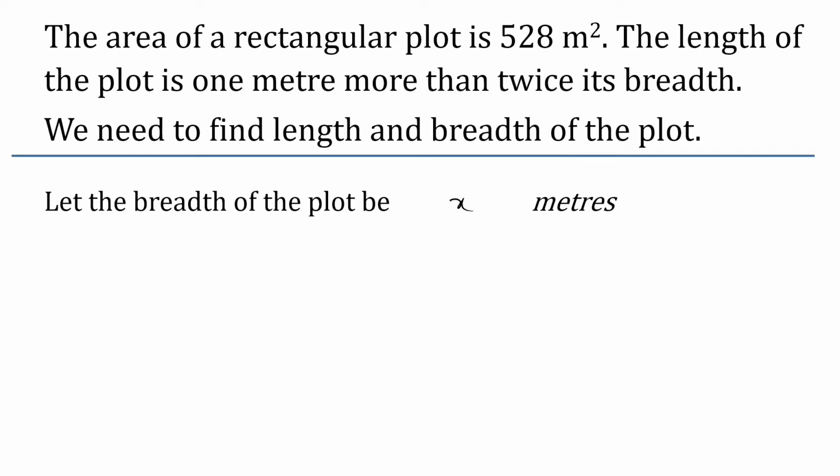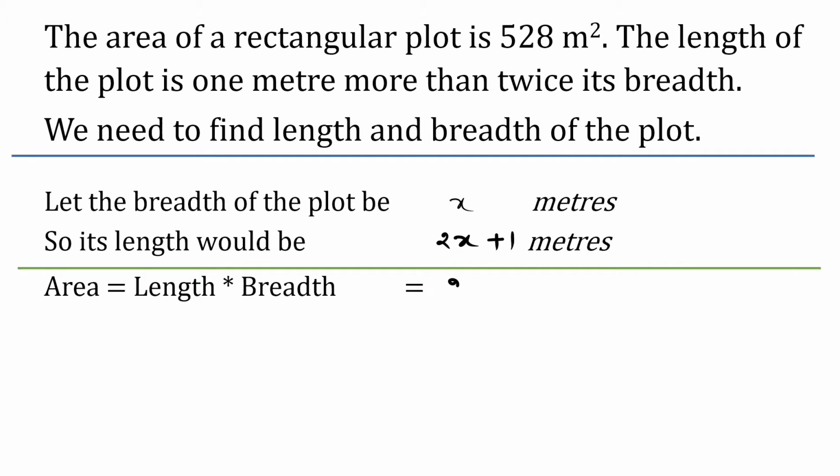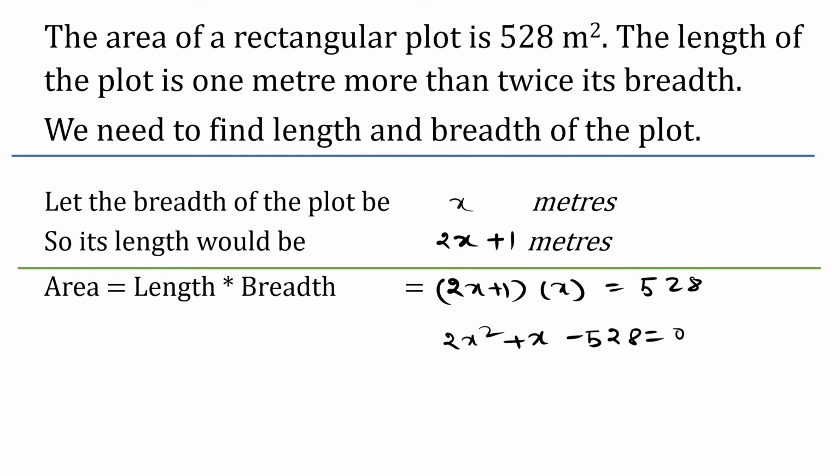So here we assume the breadth of the plot to be x meters. Twice its breadth means 2x and 1 meter more means plus 1, so 2x plus 1 will be its length. Now we know area is equal to length times breadth, which is 2x plus 1 times x, and the area is given to be 528 meters square. Distributing, we get 2x square plus x minus 528 is equal to 0.